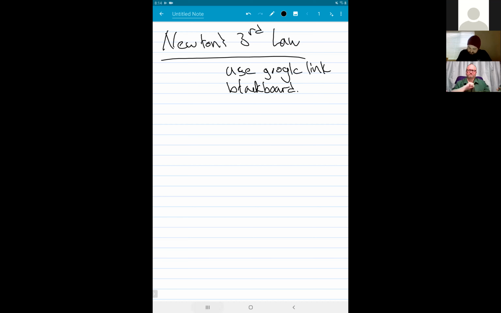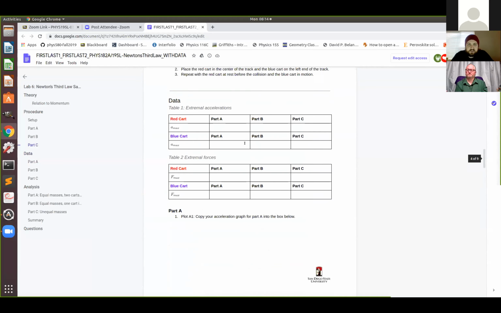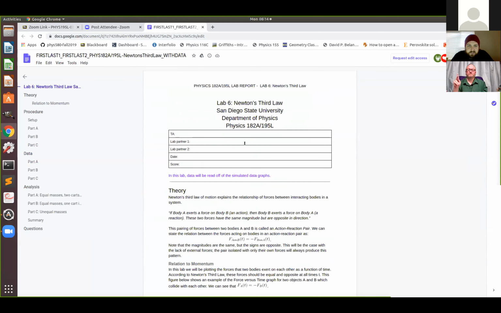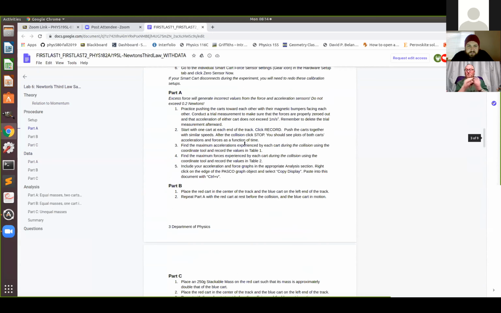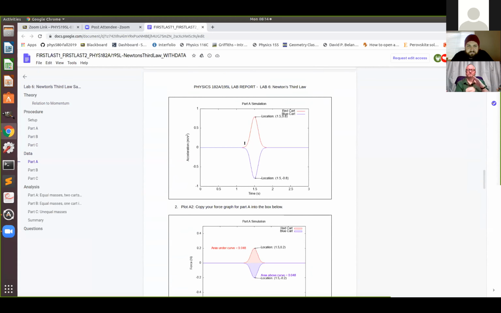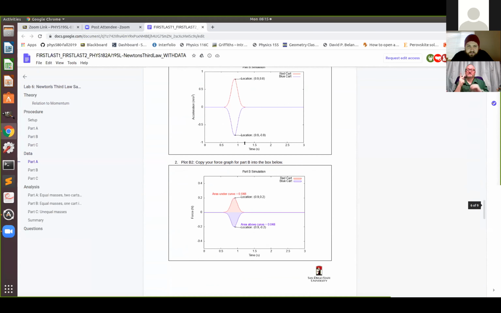Actually, I should just go ahead and pull it up so y'all can see it really quick. So this is what you should see. This copy of the lab right here. It's lab 6, Newton's third law. Down here, you should see these plots right here. If you're looking at the version that has this plot, then you are looking at the correct version.